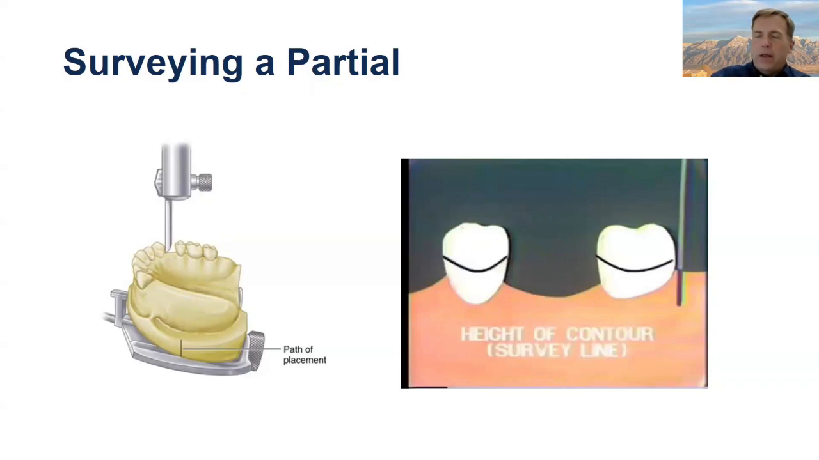So in general, I want the plane of occlusion flat on the surveyor relative to the bench, or as with this, I want to have the anterior a little bit higher. We want to be careful not to raise the posterior higher, because that path of insertion is going to be very, very difficult for the patient to use. The reason we do the survey is so that we can mark the height of contour, as you see on the right-hand side here, and then block out all those undercuts other than the ones that we need for the clasp.